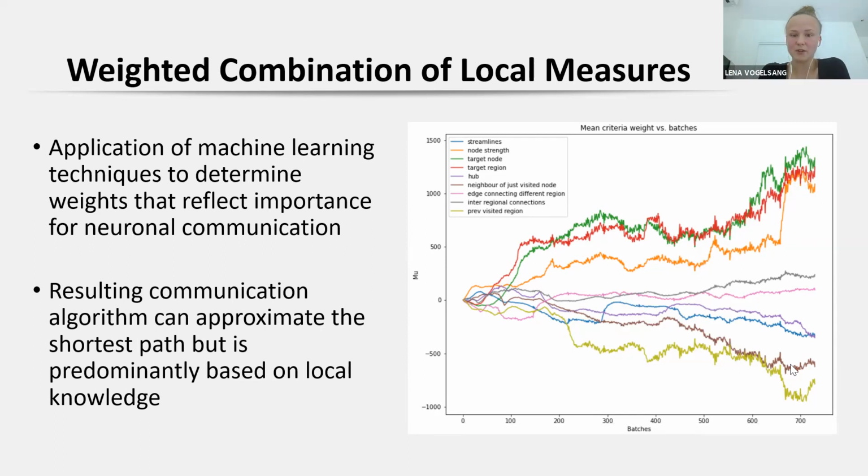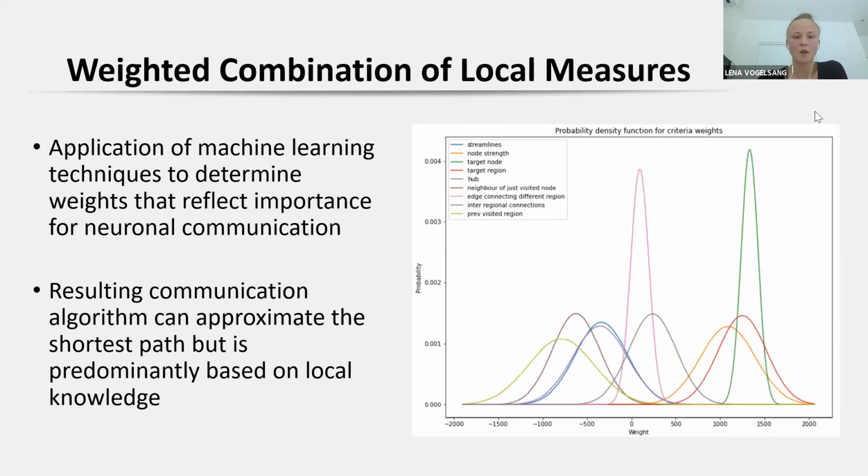And what we can ultimately do with this data and these results is create a communication algorithm in the form of a weighted combination of our local measures, which can predict neuronal communication pathways with high efficiency, and which essentially approximates the shortest path. But in contrast to shortest path algorithms, it will be biologically more realistic. And then further, we will also be able to extract some important information about the relationship between the brain structure and the brain's function. And here we just have a slightly different representation of the same results, with the weights being reflected here on the x-axis.